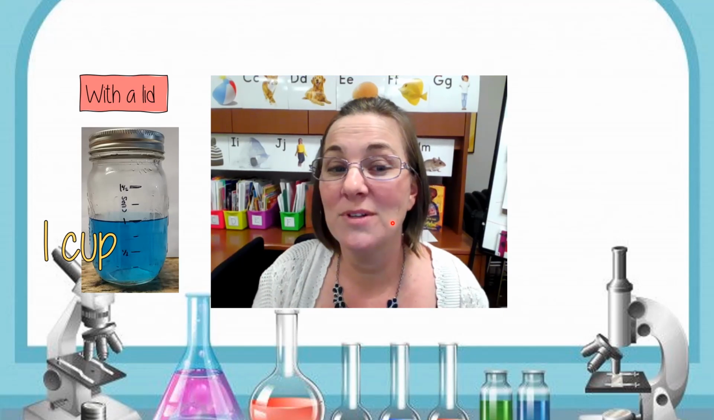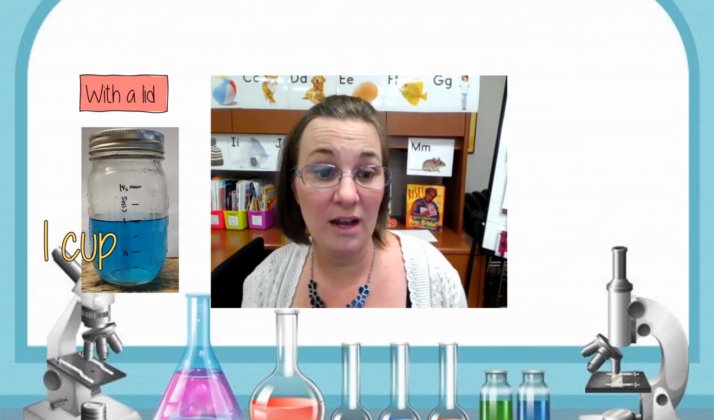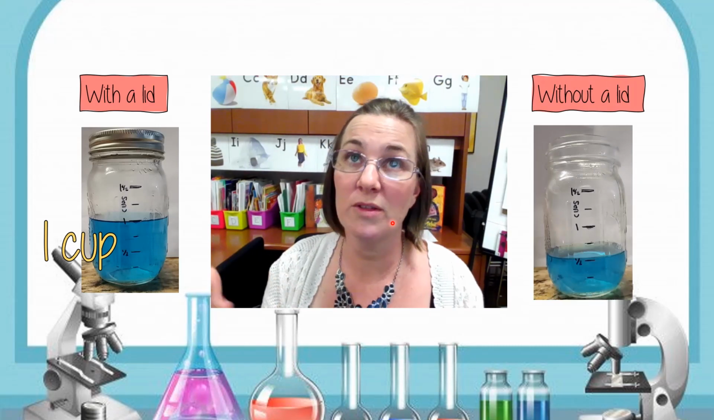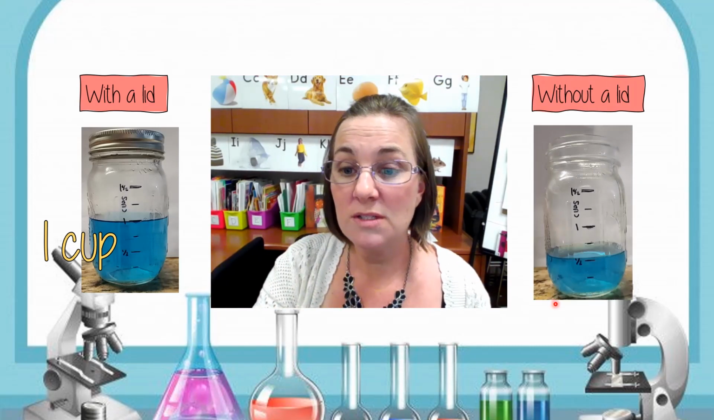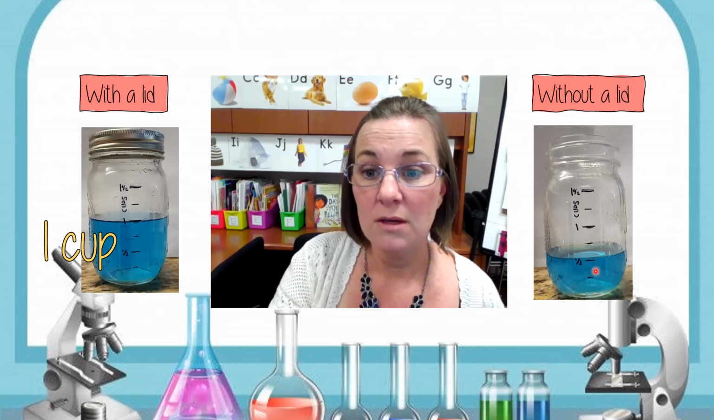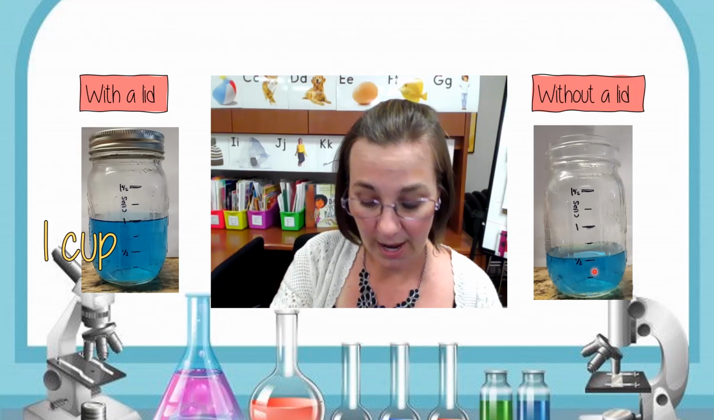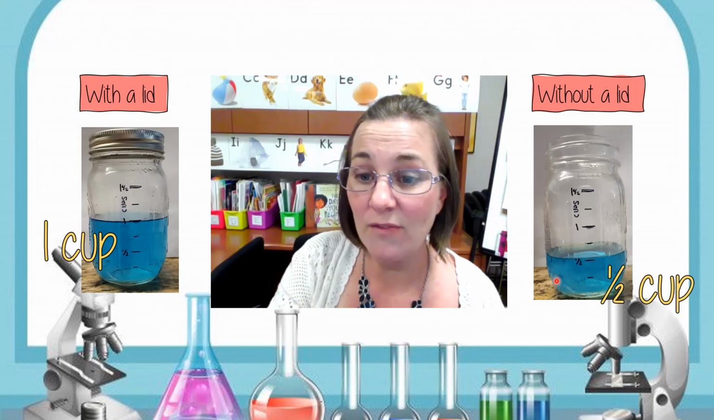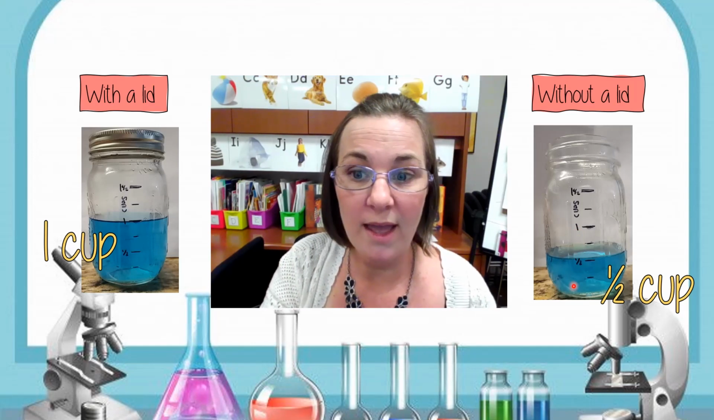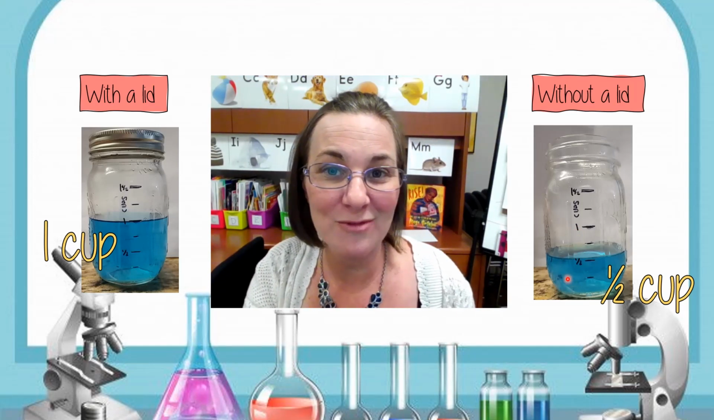Let's take a look at what happened to the jar that did not have a lid on it. This jar was placed in the exact same location in the window where there was sun. Notice that the water only comes up to the half cup mark. So I'm going to write down that I had a half cup, that there's a half cup of water in there. It looks like some of the water went away, and now I only have a half cup left.